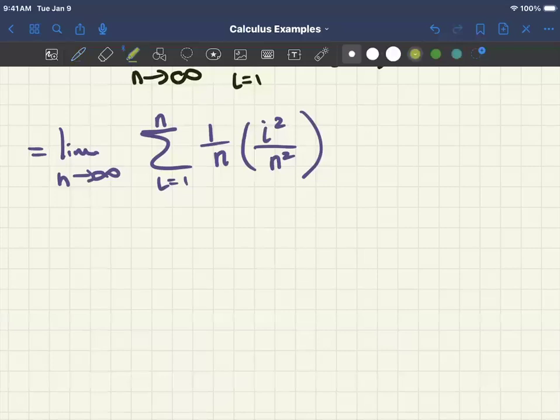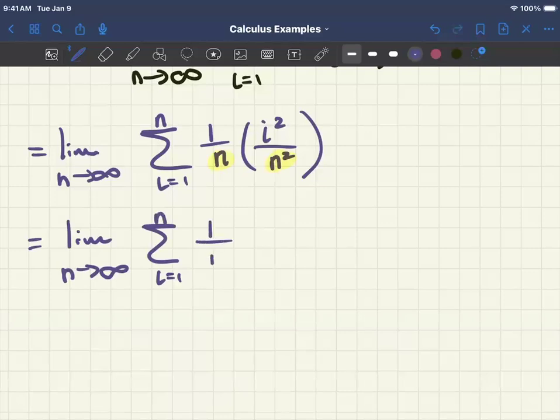Now, you'll notice that we have a fraction. We've got an n squared and we've got an n, so let's smush those together. I'm just going to bring that n to the outside: the sum from i equals 1 to n of 1 over n cubed times i squared.